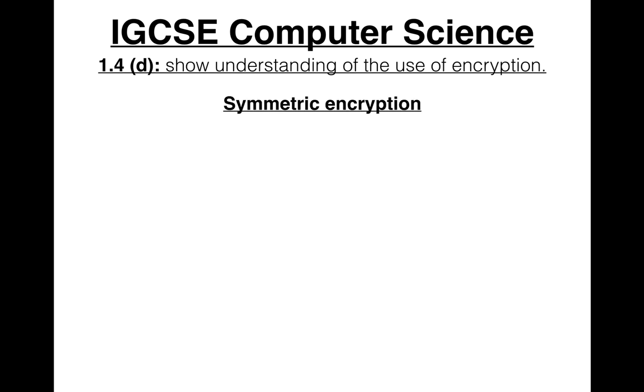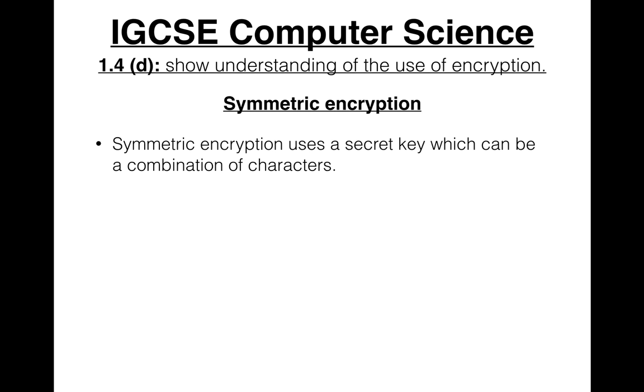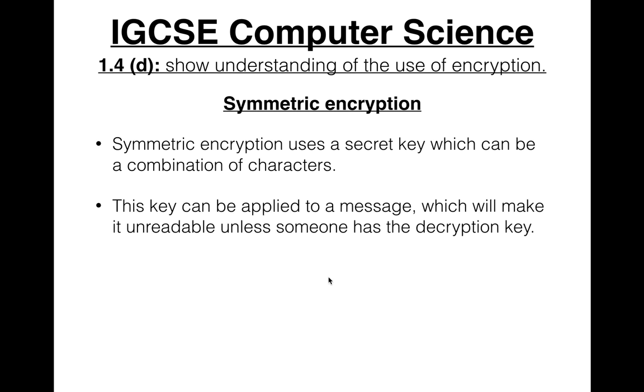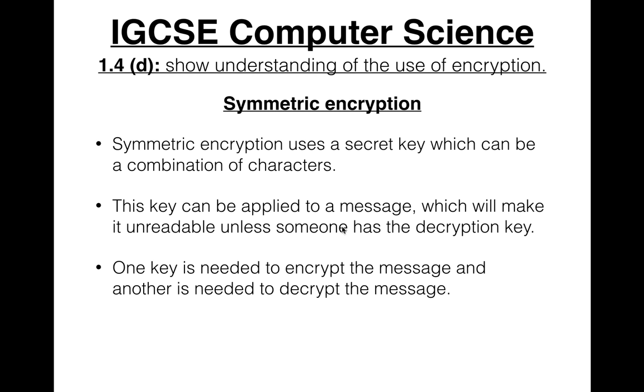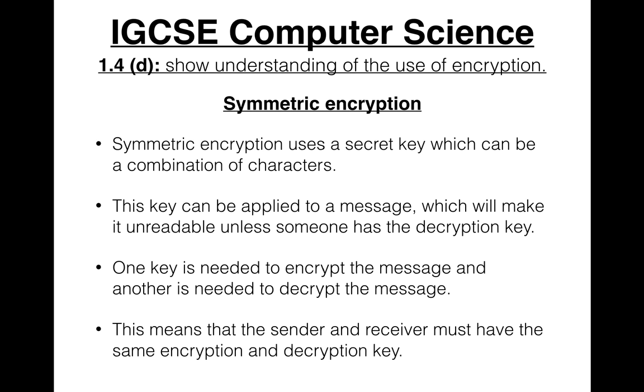So we'll start with symmetric encryption. Symmetric encryption uses a secret key, which can be a combination of characters. This key can be applied to a message, which will make the message unreadable unless someone has the decryption key. One key is needed to encrypt the message, and another one is needed to decrypt the message. This means that the sender and receiver must have the same encryption and decryption key.